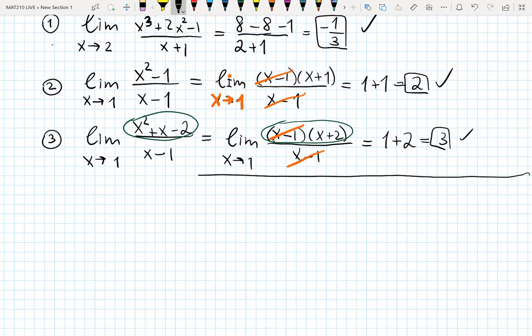After this, do you guys remember that we introduced infinite limits?